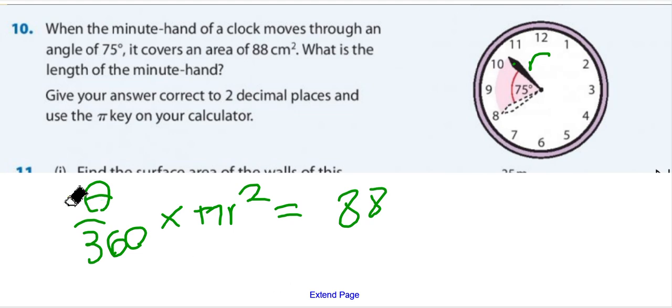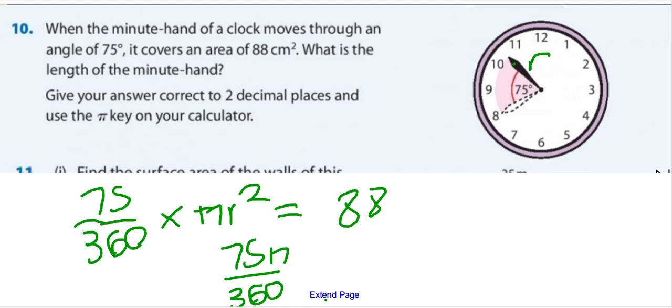So what do we put down as the angle? 75. Okay. And then what do we put down? We don't have an R value, do we? No. So here's what you're going to do. Would you all agree it's 75 over 360 times pi, and then there's an R squared here? Why is the R squared in a different color to the rest of it? It's the goal of the question, isn't it?